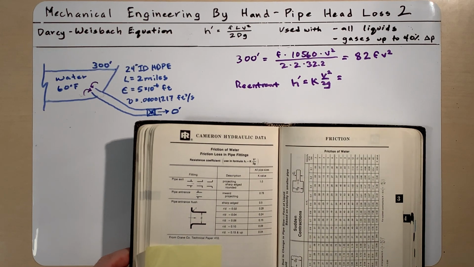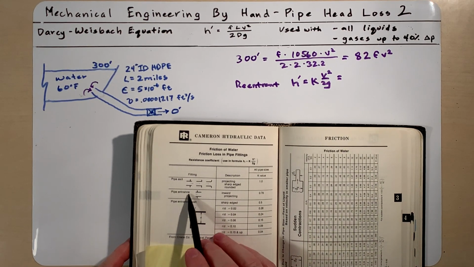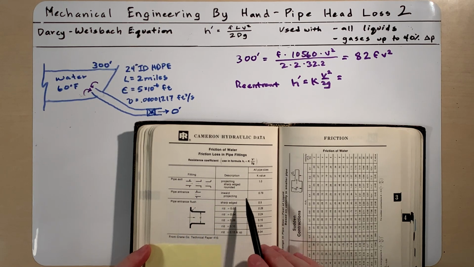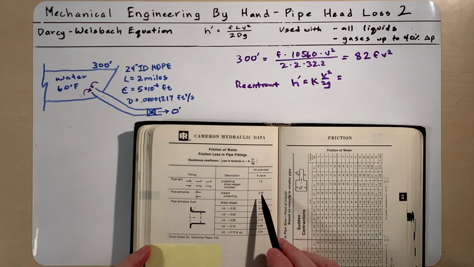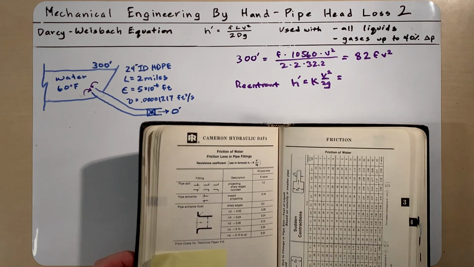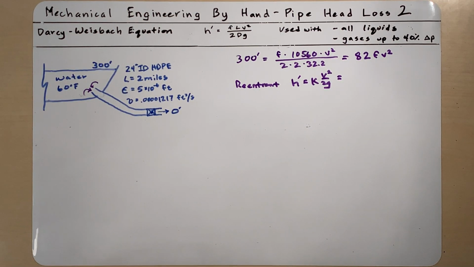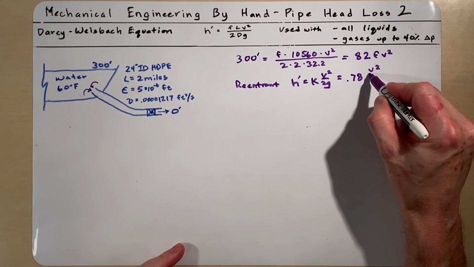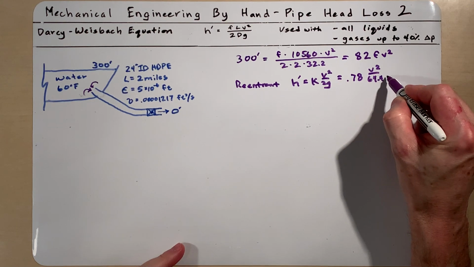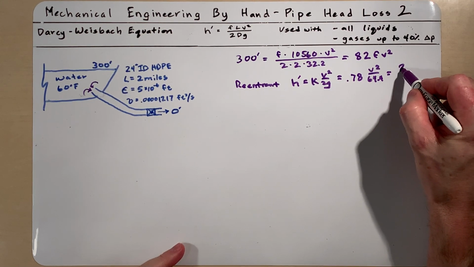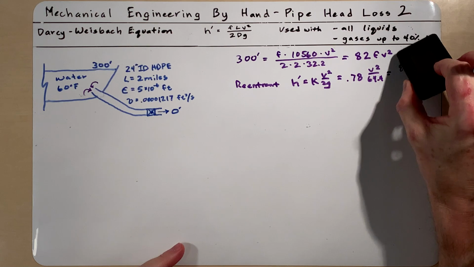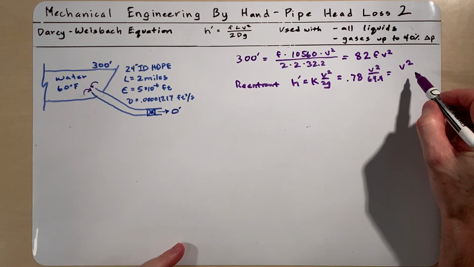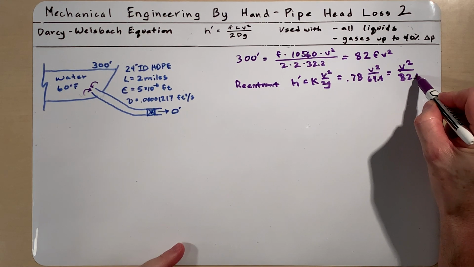And they have, they call it a pipe entrance. Most books would call this a reentrant. And for all pipe sizes, the K value is 0.78. So we have 0.78 times V squared over 64.4, which is equal to V squared over 82.6.